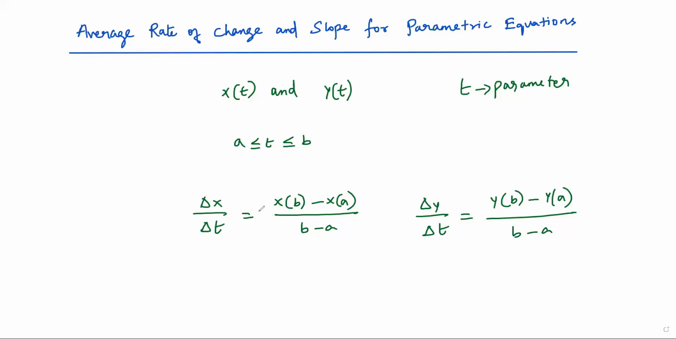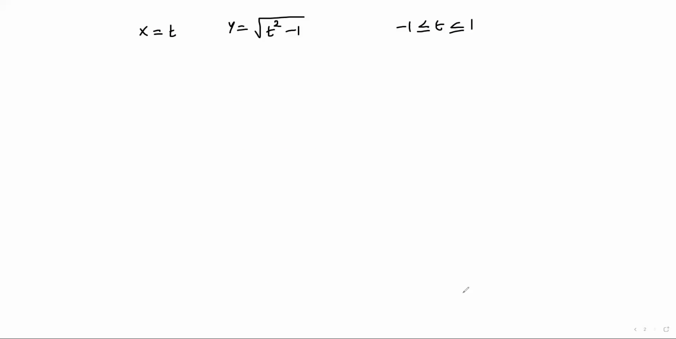The slope of the graph of the given parametric equations can be found by using the formula: slope is equal to the average rate of change for y of t, which is delta y over delta t, divided by the average rate of change for x of t, that is delta x over delta t. Okay, now let's look at an example.